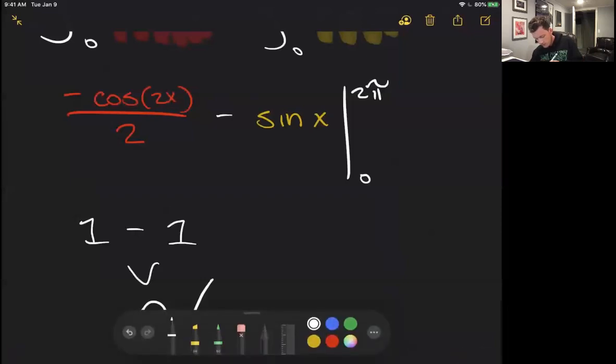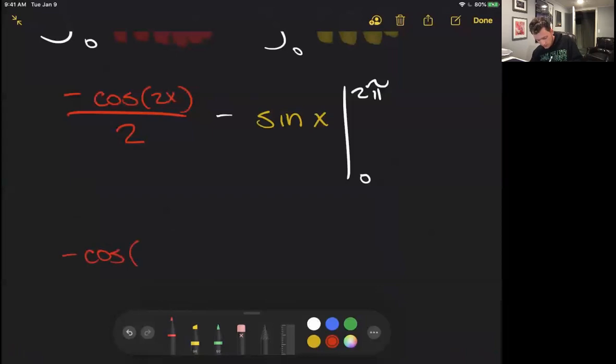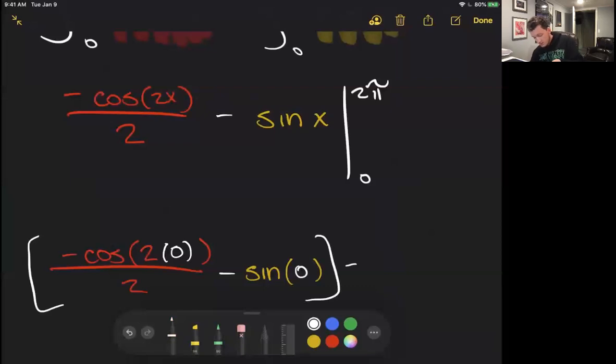Again, I'll show you that. That's how I got it. I know I just verbalized it, but I'll still show it to you anyway. So when you plug in, you have negative cosine of 2 times 0 all over 2 minus the sine of 0, and then this whole thing is subtracted by the same exact thing at 2 pi. Like I said, this ends up being 1.